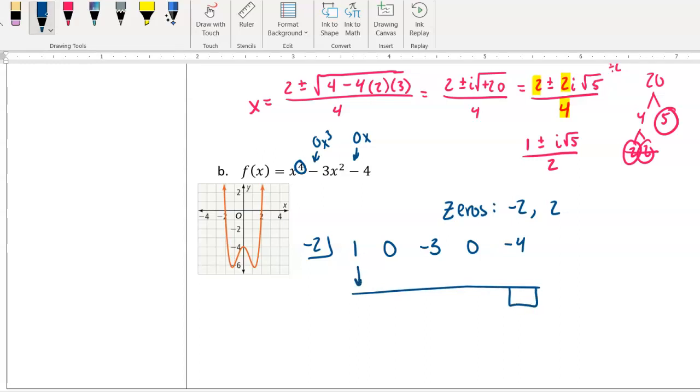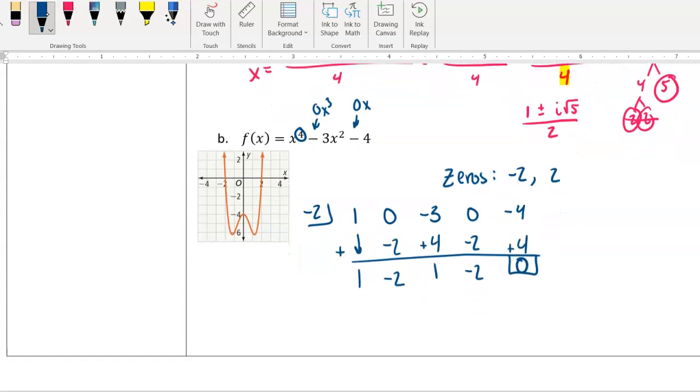All right, so let's bring down, I have nothing to add to the 1, so we bring that down. -2 times 1 is -2. When we add those together, we get -2. -2 times -2 is a +4. We add those together, we get a +1. -2 times 1 is -2. Add those together, we get -2. -2 times -2 is a +4, and good, we got 0.